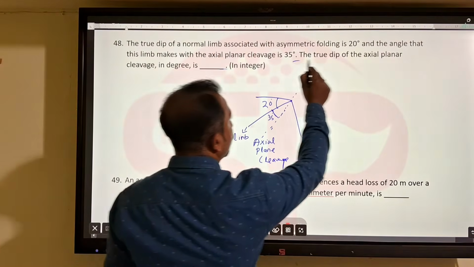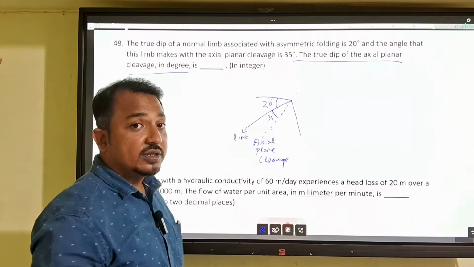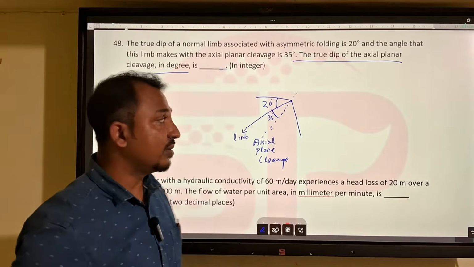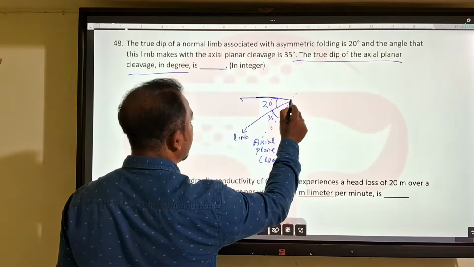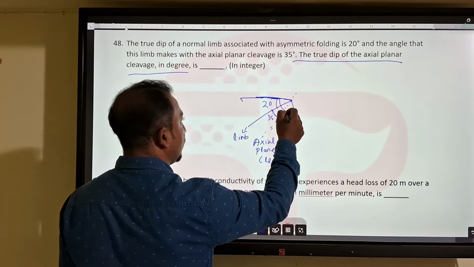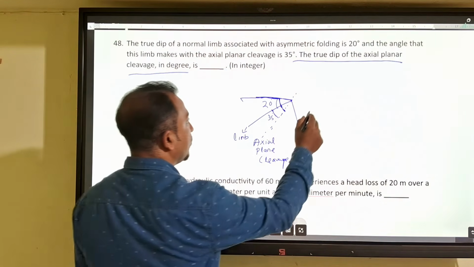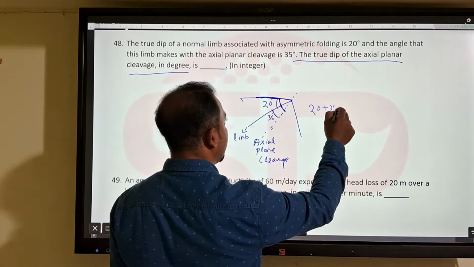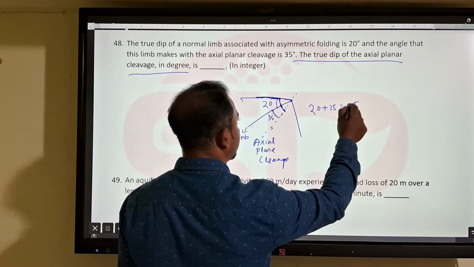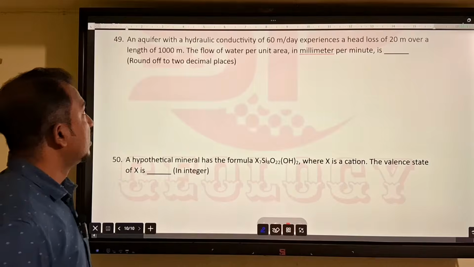So we have to calculate the true dip of the axial planar cleavage. So what is true dip? This is the angle of inclination from the horizontal. So this is our horizontal. So now this angle will be the true dip of the axial plane cleavage. So it will be 20 plus 35 will be 55. So the answer will be 55 degree.